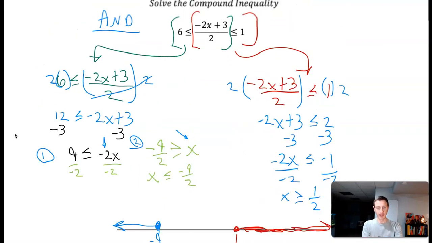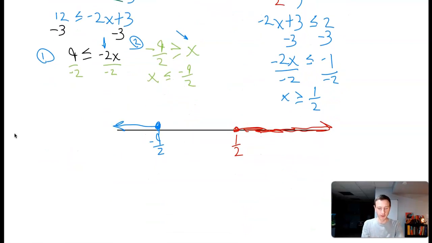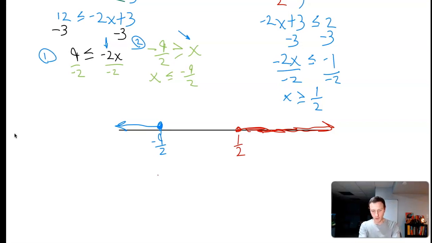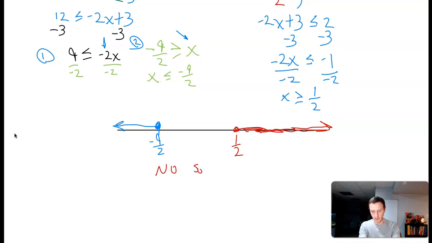So again, we're talking about the word and. So that means we want the intersection. Do my solutions intersect anywhere? Is there any overlap? We're talking about x is less than or equal to negative 9/2. So that's going out all the way out to negative infinity, all the negatives. This is going from 1/2 out to positive infinity. And we have no overlap. There's no overlap at all. So in this compound inequality, we have no solution. No solution. There is no overlap.